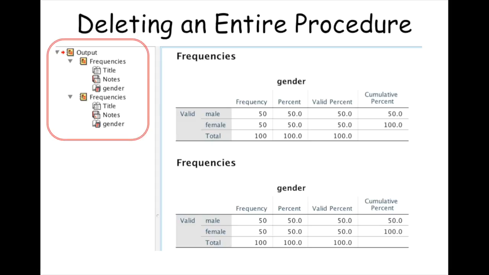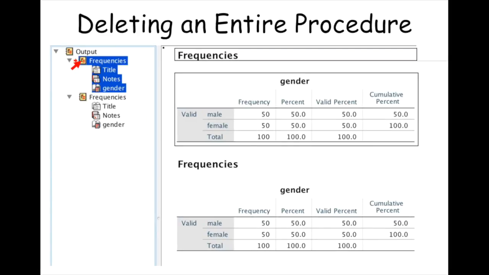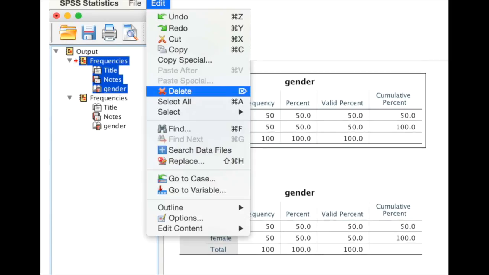To delete the entire procedure, click on the yellow icon at the beginning of the list of output for that procedure. The entire procedure will be highlighted in blue. You can also see that the output to the right has been selected because each piece is surrounded by a box. Select Delete from the Edit menu, and the output is deleted.